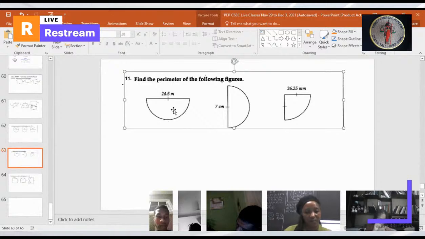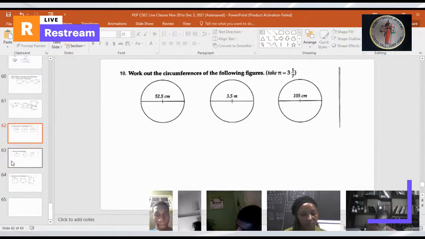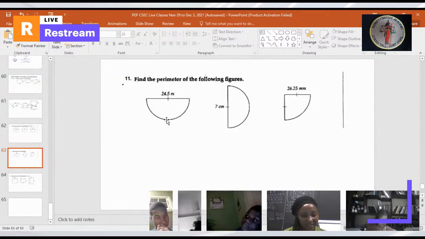So back to this shape now. Since it's a semicircle, it's half of a circle, we can still use 2 pi r or the diameter times pi to find the full circumference, divide that by 2, and that would give us this part. Now to get the perimeter, we have to add back the diameter to it. When we find half of the circumference, we have to add that to the diameter to get the total perimeter of this semicircle. Do you understand?